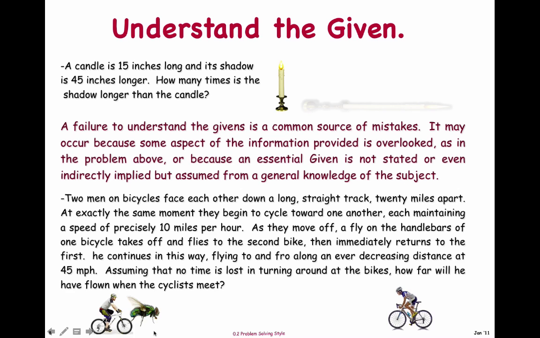Consider the second scenario. 2 men on bicycles face each other down a long, straight track 20 miles apart. At exactly the same moment, they begin to cycle towards one another, each maintaining a speed of precisely 10 miles per hour. As they move off, a fly on the handlebar of one bicycle takes off and flies to the second bike, then immediately returns to the first. The fly continues in this way, flying to and fro along an ever-decreasing distance at 45 miles per hour. Assuming that no time is lost in turning around at the bike, how far will the fly have flown when the cyclists meet?